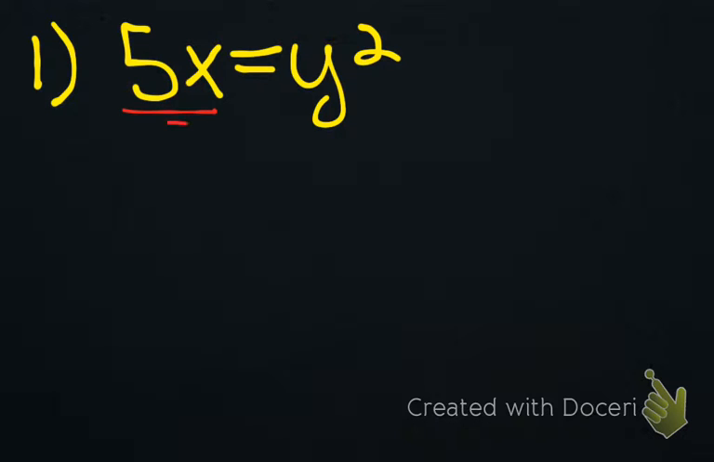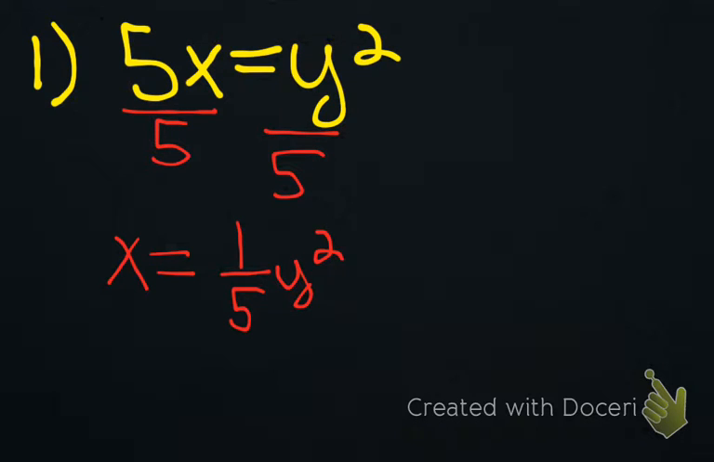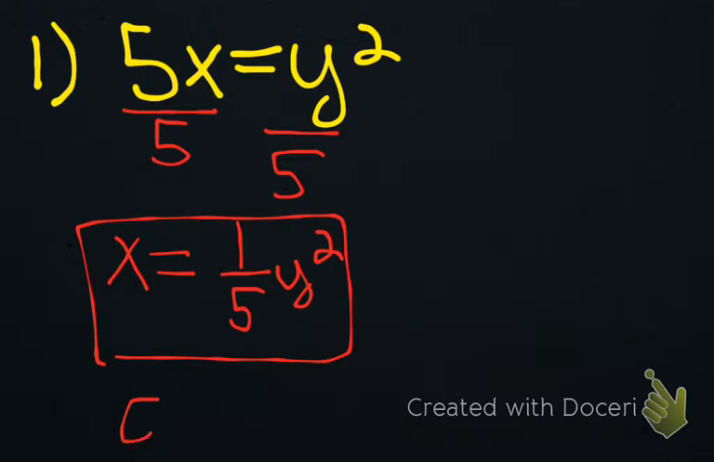So we have divided by 5 and divided by 5, so we get x equals 1 over 5 y squared. I like to write it like that. It's just a personal preference. So this one was pretty easy. We already have our vertex form right there, and we can go ahead and identify our a right now. And so we can go ahead and say that a equals 1/5.